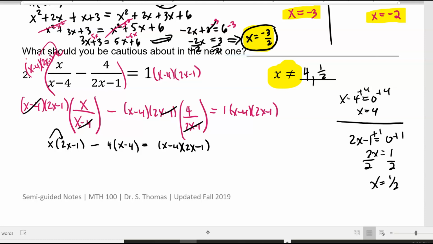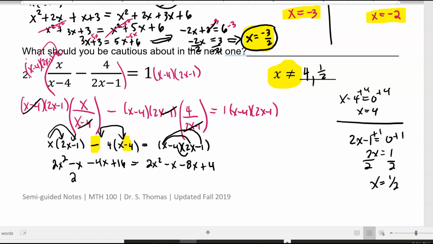Alright, so now we distribute. We have 2x squared minus x minus 4x plus 16. Why plus? Somebody's going to say, why plus? Well, there's a negative times a negative there, which is positive. And then we're going to FOIL, because this is a binomial times a binomial. And so let's just get our like terms together on both sides.